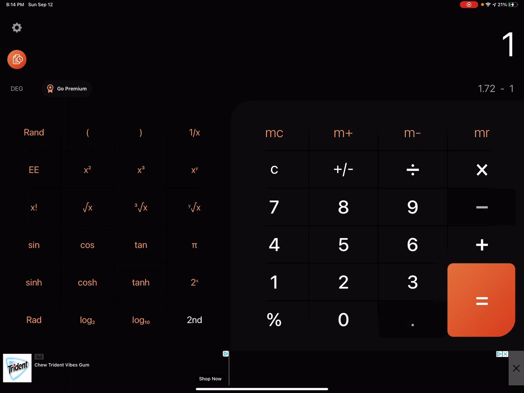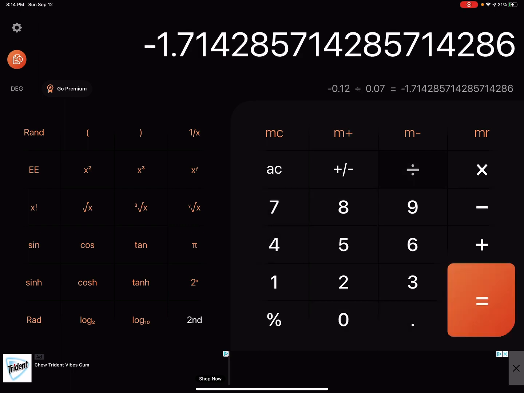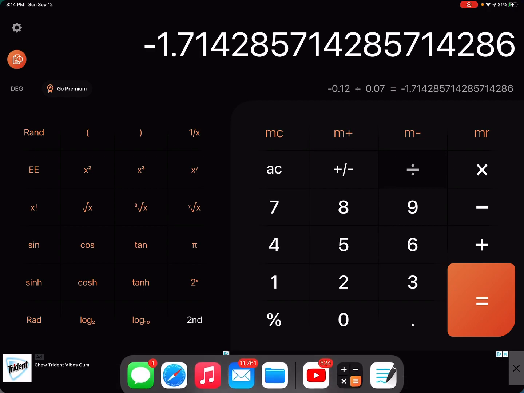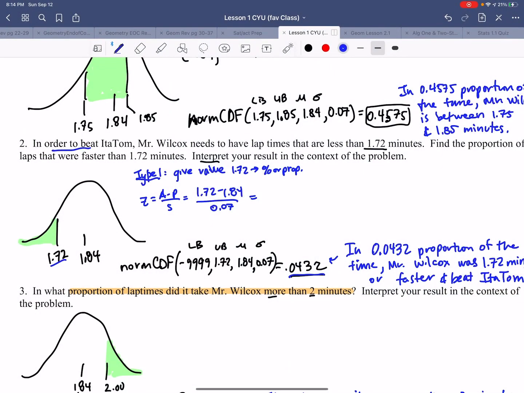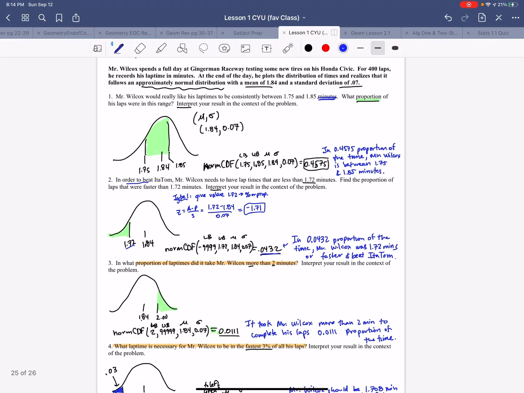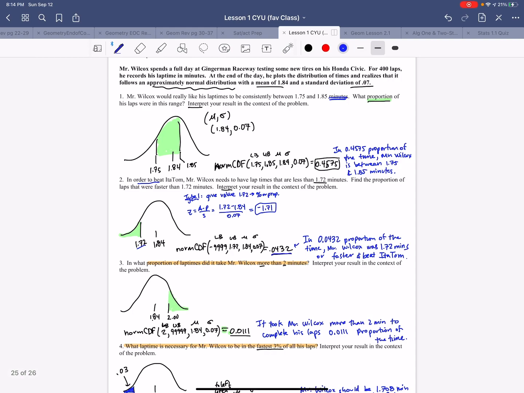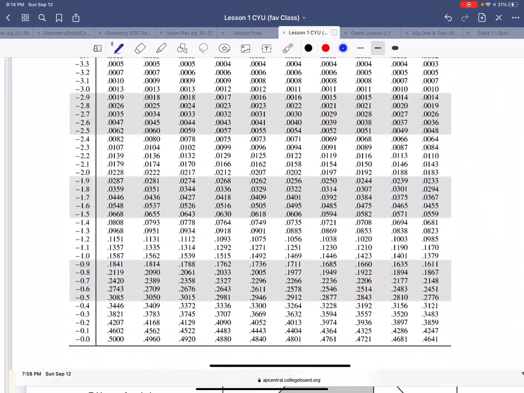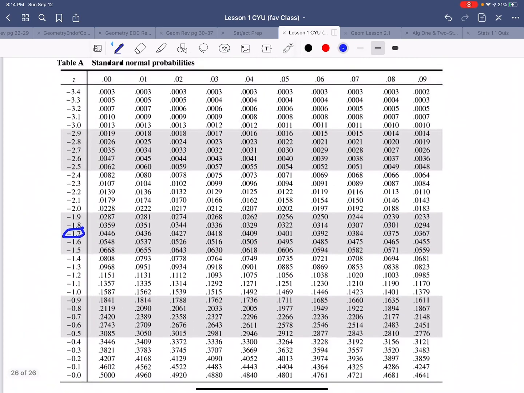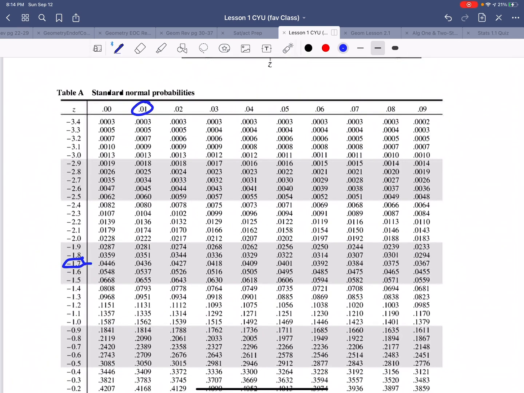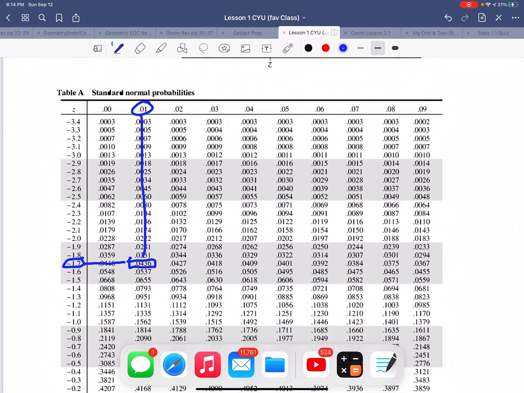1.72 minus 1.84 divided by 0.07. Negative 1.71. Remembering I'm only going to round to the 100th because my table only rounds to the 100th. So negative 1.71. There's the value I need, 0.0436.